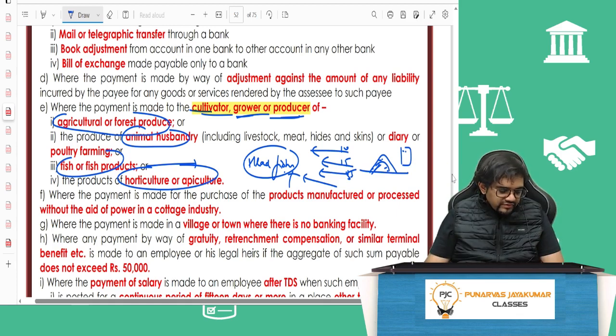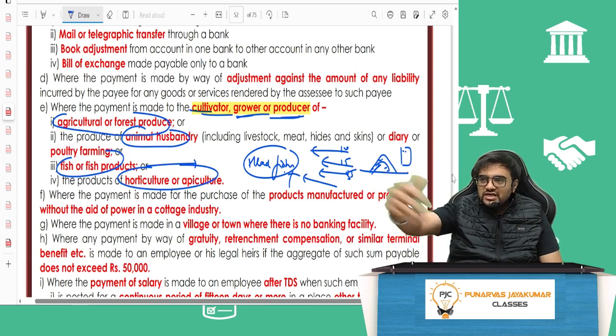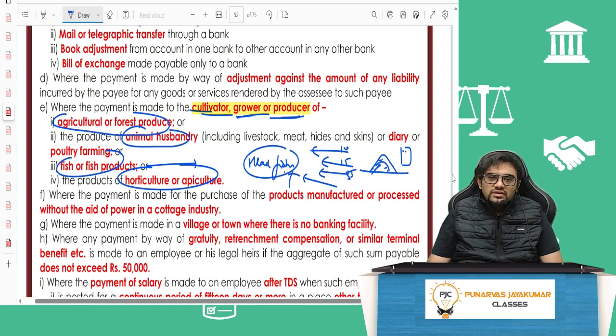AO used to disallow it. So people went to the finance ministry and said, sir, head fisherman is like a cultivator grower only, sir. He's just collecting from everybody and selling. Please give a circular. So a circular was released saying fish or fish products, cultivator, grower, producer will include head fisherman also. So payment made to head fisherman is not disallowed.